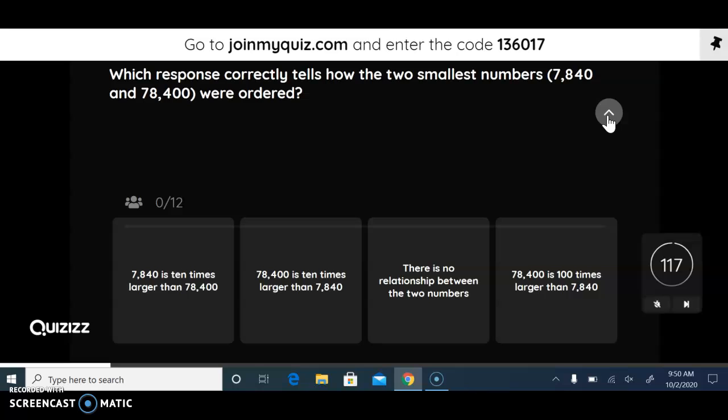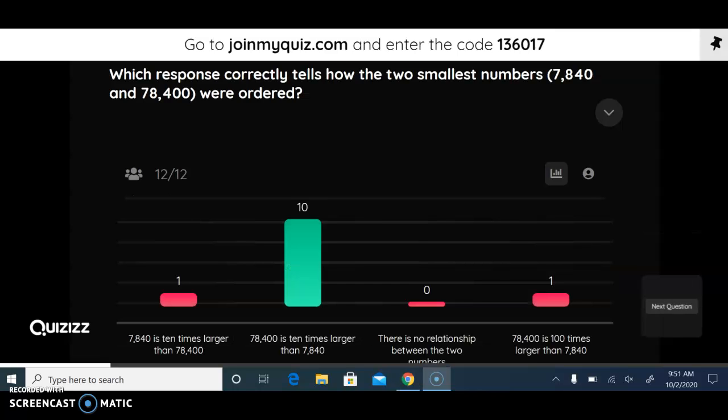Which response correctly tells how the two smallest numbers, which were 7,840 and 78,400, were ordered? Which one of those options is true? Okay, so the correct answer is that 78,400 is 10 times larger than 7,840. How did you know that?